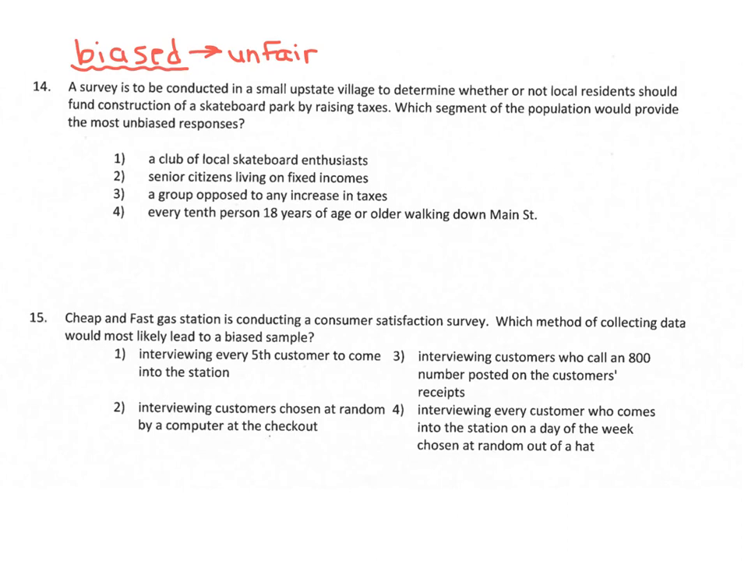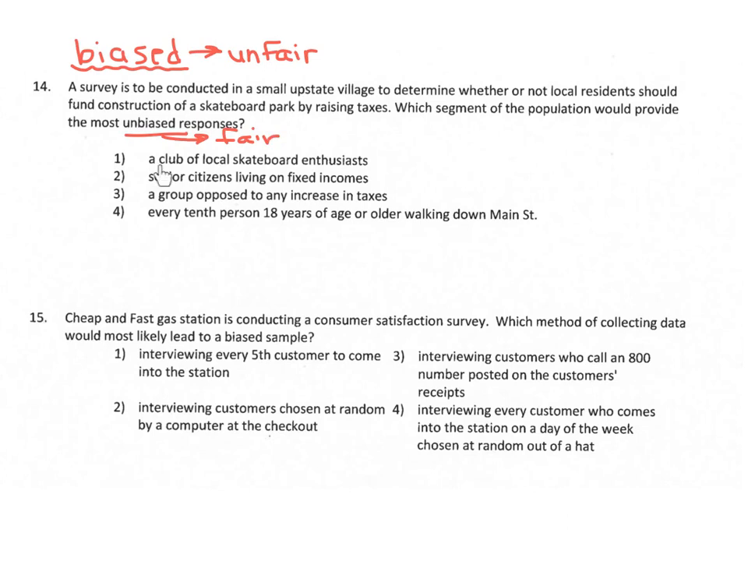So it says number 14, a survey is to be conducted in a small upstate village to determine whether or not local residents should fund construction of a skateboard park by raising taxes. Which segment of the population would provide the most unbiased response? So if biased means unfair, then unbiased would mean fair. So we're looking for which one of these would create the most fair responses. All right, so let's go through them.